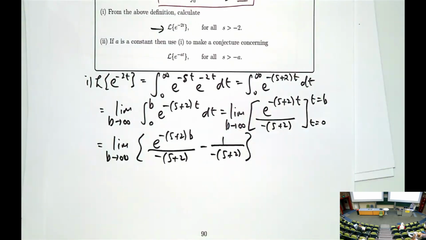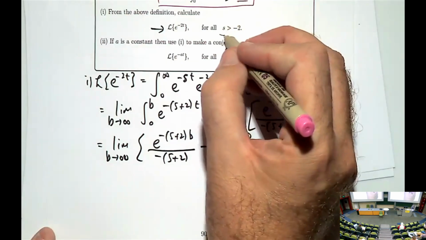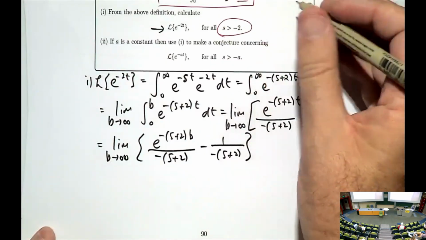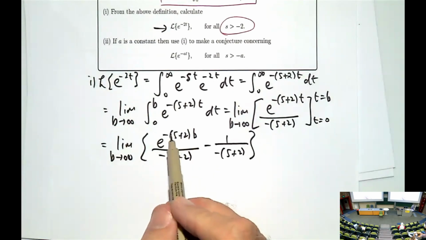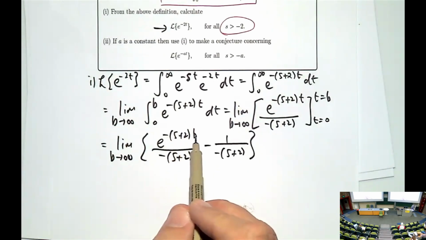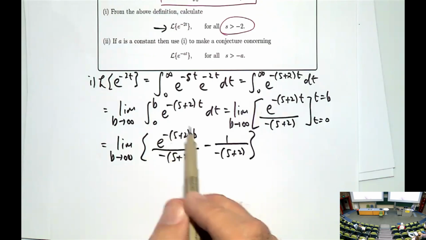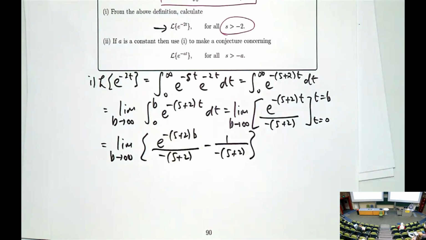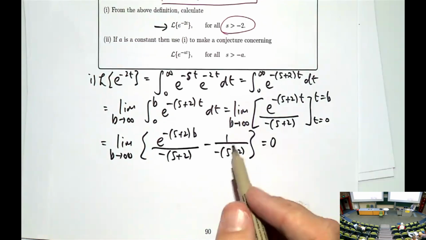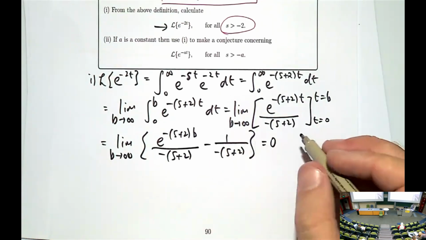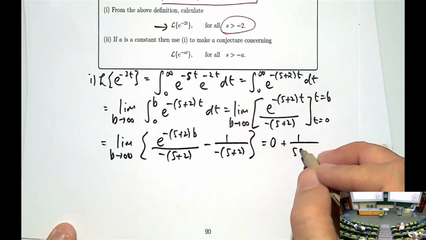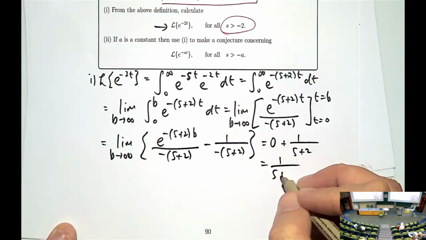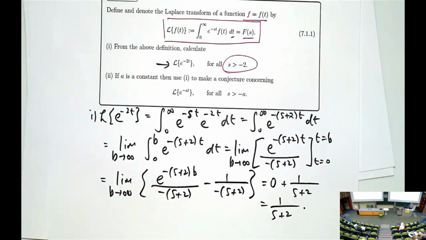Okay. Now, in our original problem, we were told that s is greater than 2. So this thing here is going to be positive, so negative, and so the exponent here is going to be negative overall. Okay. So if we take the limit, what's the limit of the first one going to be? 0. And the limit of the second one, well, there's no b in it, so it just stays the same.